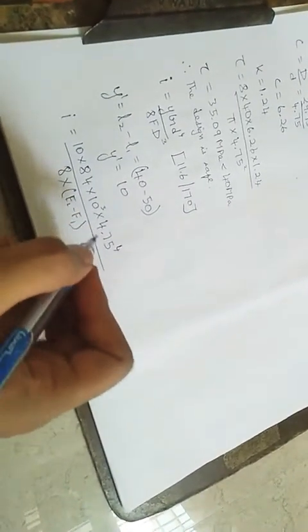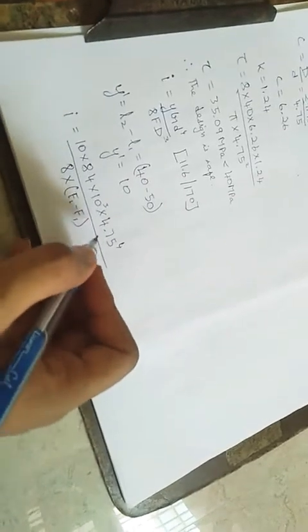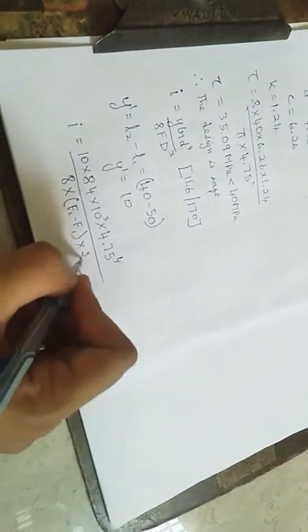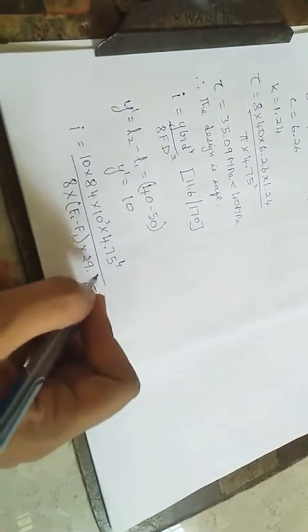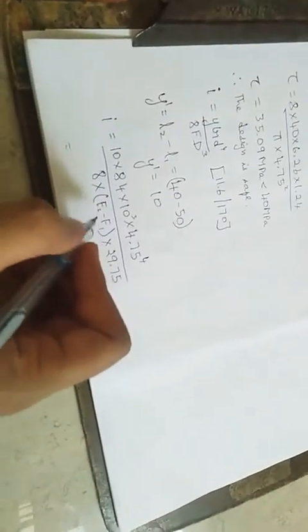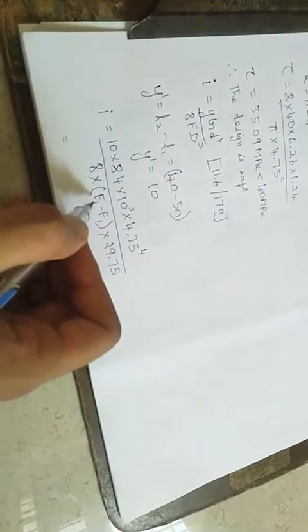So this value will become 40 minus 25. And D cube, we know, is 29.75. So the value of F2 minus F1 is 15. We'll get F2 as 40 and F1 as 25. So we'll get this value as 15.